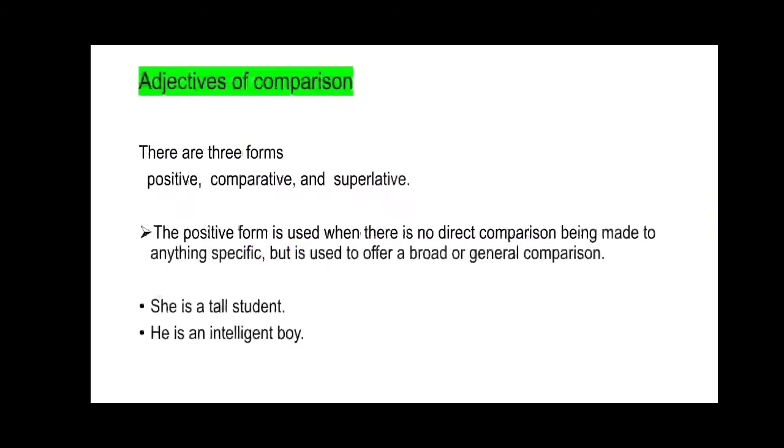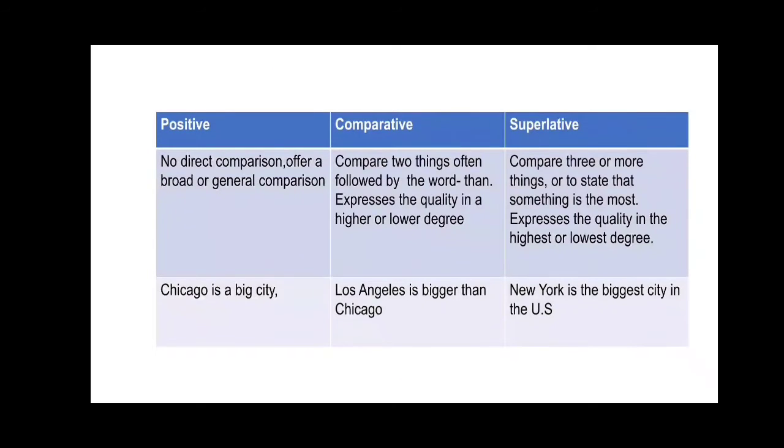Now we will move on to adjectives of comparison. There are three forms for it: positive, comparative and superlative. The positive form is used when there is no direct comparison being made, but it is used to offer a broad or general comparison. For example, she is a tall student, he is an intelligent boy. We use the comparative form when we compare two things, and we use the word than in between them. We use the superlative form when we compare more than two things, and we use the, like the smallest, the biggest.